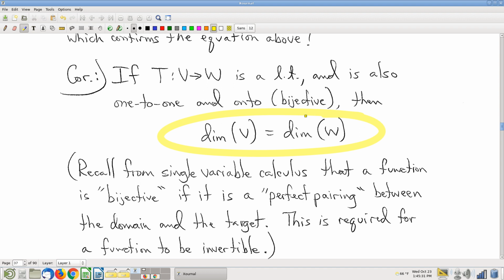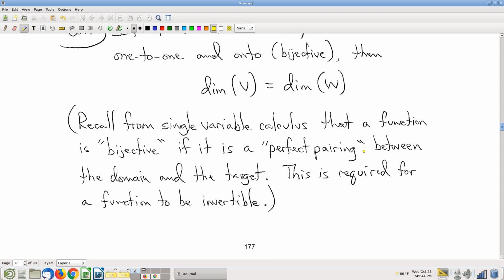Okay, so nice, like I say, a corollary of that rank-nullity theorem that we had above. There is a wonderful consequence of this corollary. This is going to be a callback to chapter 4.